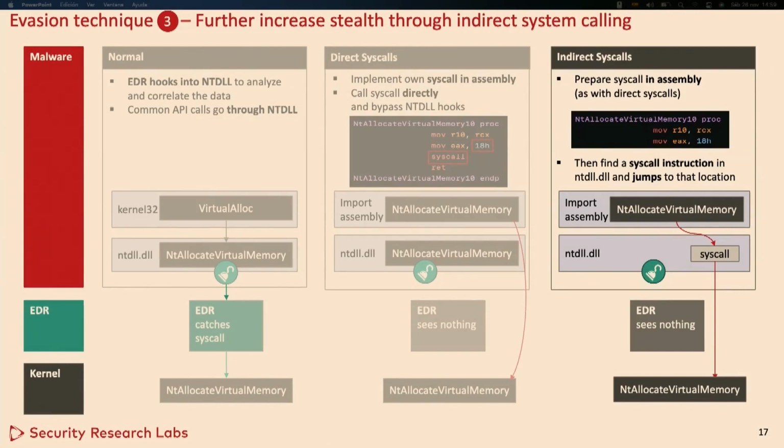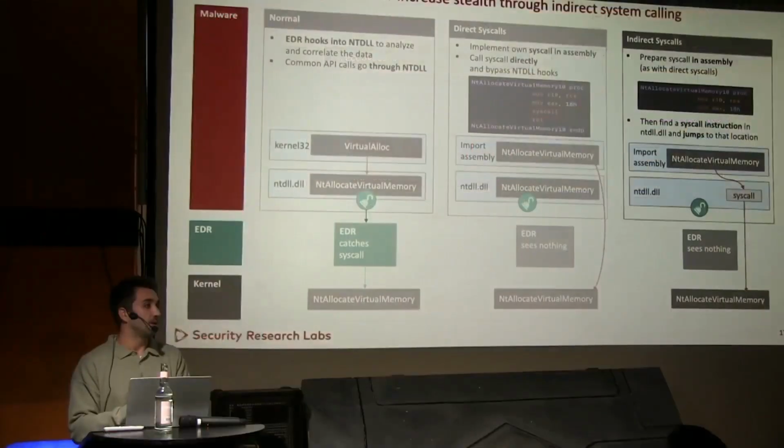In this case, to evade the first problem, having the syscall instruction directly in our malware, we can do something that we call indirect system calls. In indirect system calls, we are going to prepare our assembly instructions again in our malware, but instead, we are going to scrape NTDLL and find a valid syscall instruction. Any syscall instruction is valid, and we are going to jump there instead of calling it directly from our malware.